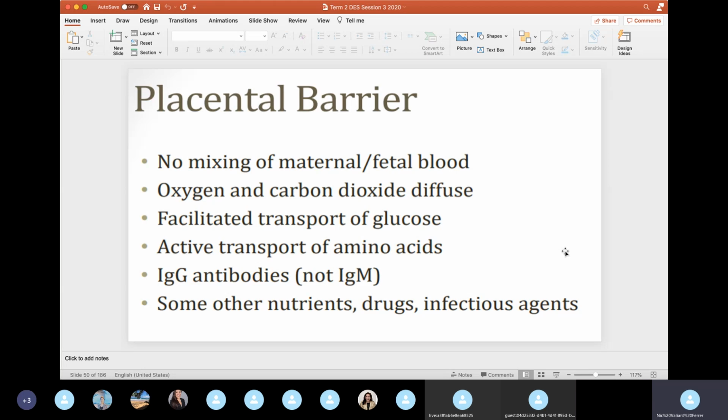What only crosses? Oxygen, carbon dioxide. How about glucose? Yes. Via what mechanism? Facilitated transport. When I say facilitated transport, you say there's a protein that needs to be there in order to transport glucose. Amino acids. What's the mechanism? How does it cross the placenta? Active transport. When I say active transport, you say ATP is involved. What is the only antibody that crosses the placenta? You say IgG. Also, some other nutrients cross, some drugs and infectious agents.